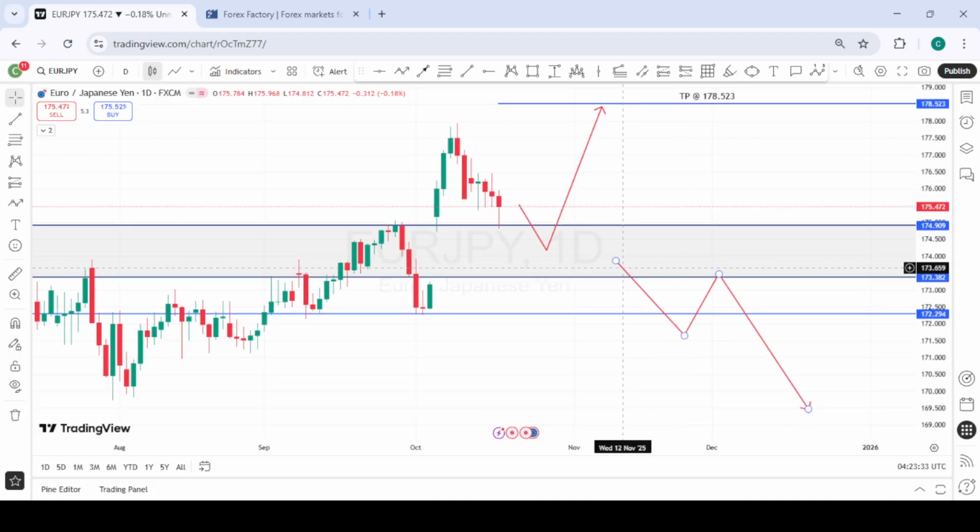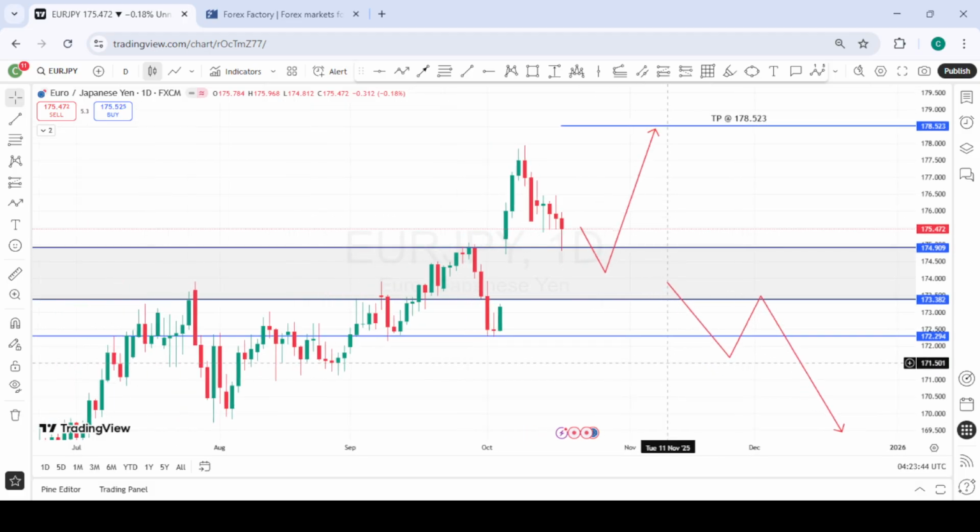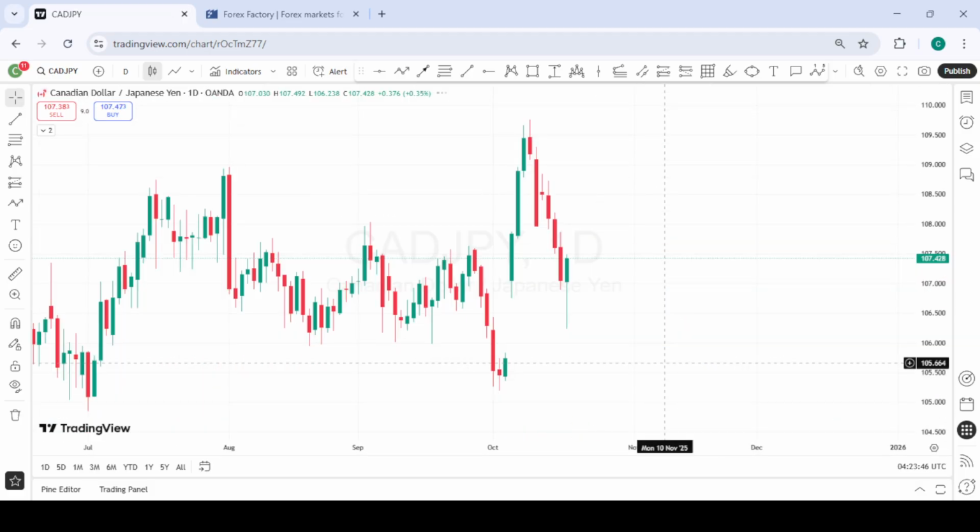Until then, should price break below this zone, this second zone below here, and come for a retest, then we will consider EURJPY bearish. But until then, we are also extremely bullish on EURJPY.